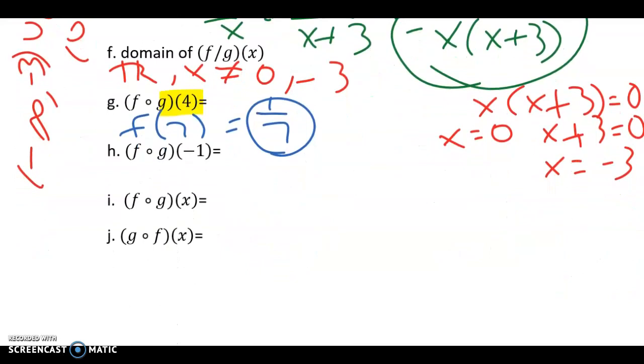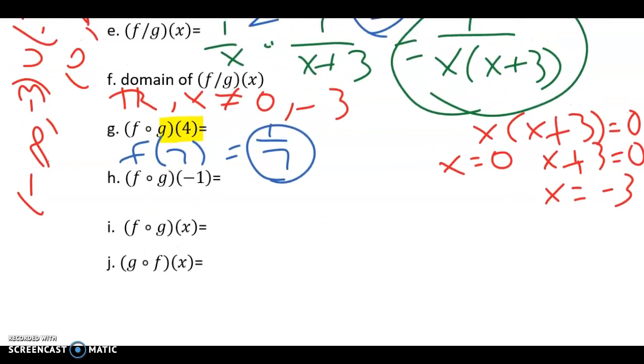Same thing for the next one, f of g of -1. So same idea to start out with. I'm going to go ahead and think through what g of -1 is. If I plug that back into g up above, -1 plus 3 is 2. That's this part. And then I'm going to do f of 2. So this time it's going to be 1/2.